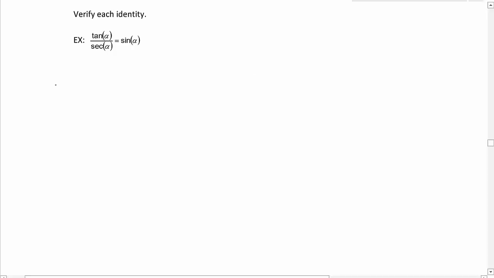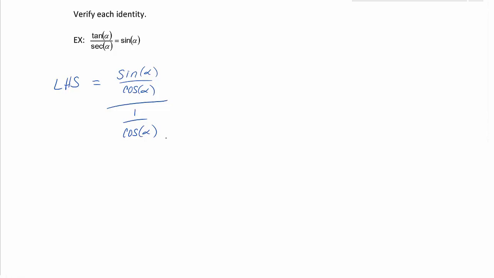I'm going to start with my left-hand side. So here's my abbreviation, LHS, left-hand side. And tangent can be rewritten as sine of alpha over cosine of alpha. And secant can be rewritten as 1 over cosine of alpha. Okay, well, let's simplify this. We can simplify this complex fraction by multiplying each of the terms by the LCD, which is cosine of alpha. And when you're writing these proofs here, you want to write it in a vertical format. Don't write it horizontally.